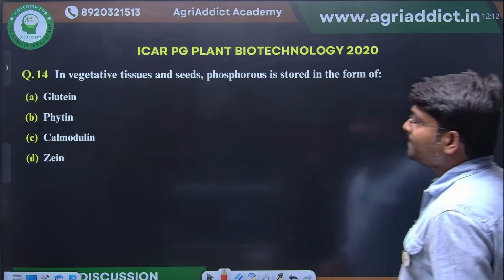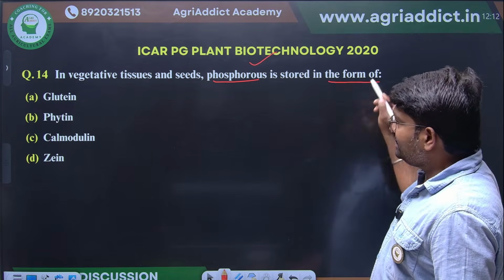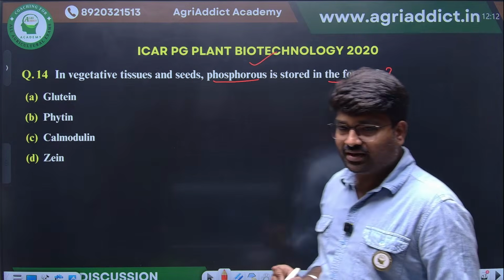Clear. In vegetative tissue and seeds, phosphorus is stored in which form? In which form will phosphorus be stored?